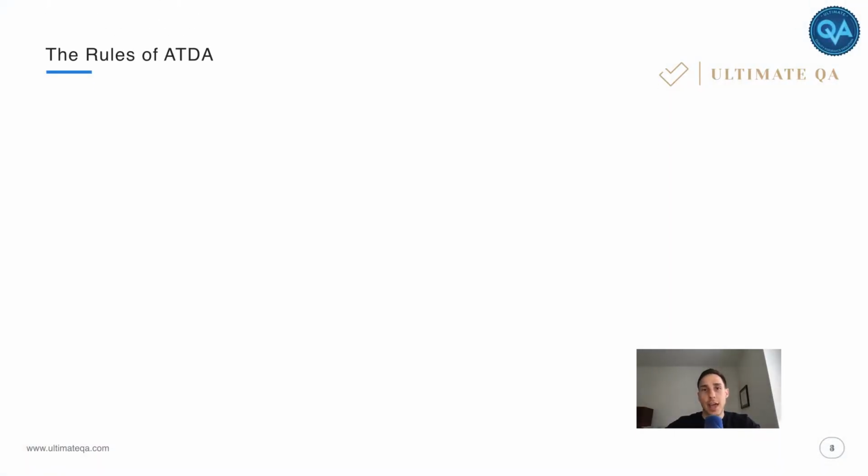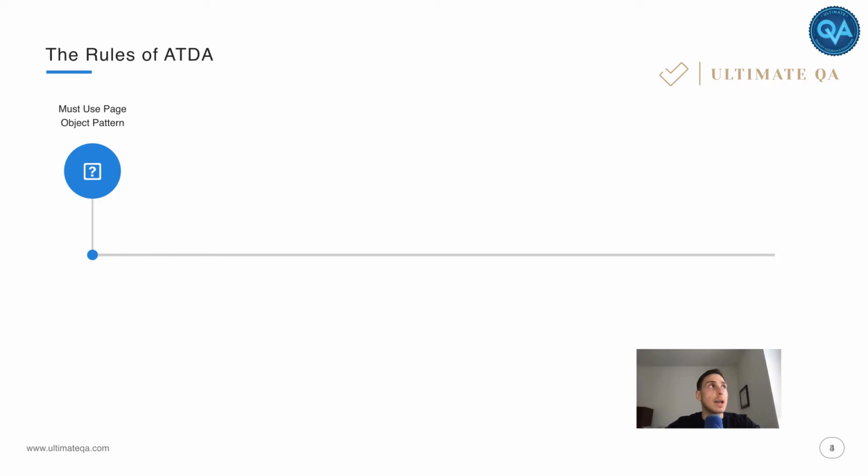There are only a few rules to acceptance test driven automation that I'm going to show you here. Rule number one is that you must use the page object pattern. Everything must be coded in a well-defined page object pattern. After you know that initial rule and you make your tests using the page object pattern, there are 5 iterations that you're going to go through in your test automation that will develop your entire automation framework.